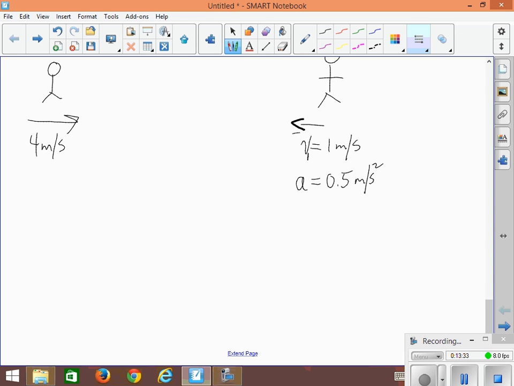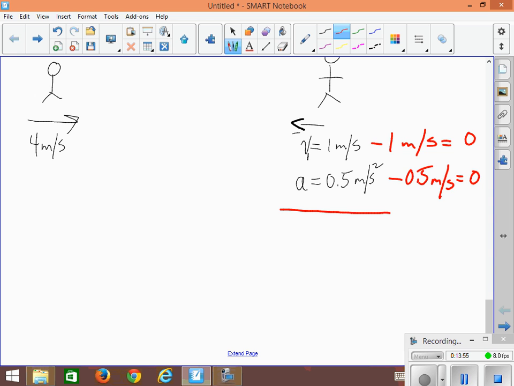All we do is decide who's going to stay still. So we're going to make person B right here stand still. I see he has an initial speed of 1, so I subtract 1. And I see he has an acceleration of 0.5, so I subtract 0.5. And now both of these work out to zeros. And I do the same on the other side.